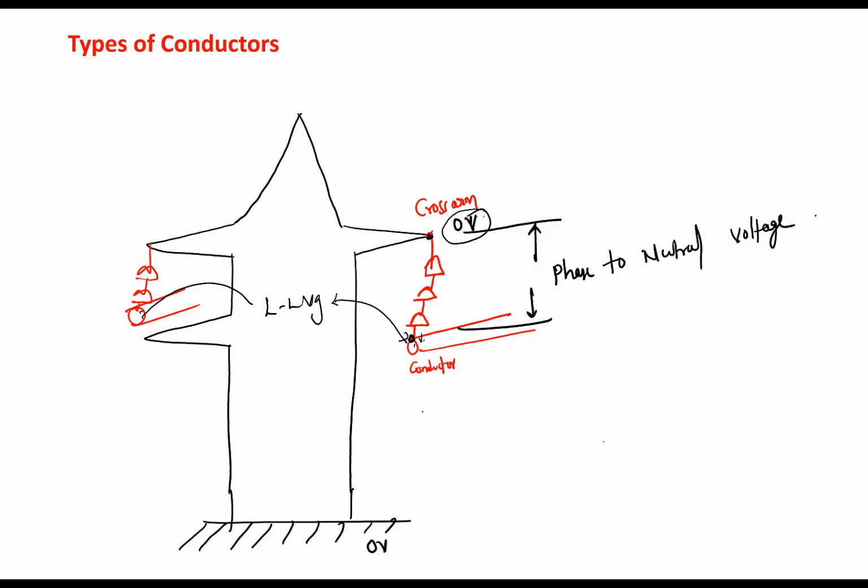Understand? That is a point which we have discussed earlier. Why? Because here you are providing the insulators between what voltage? The cross arm voltage, which is at zero potential, and the conductor which is at a voltage of phase to neutral voltage. So insulation in a transmission line is provided for phase to neutral voltage. First point.